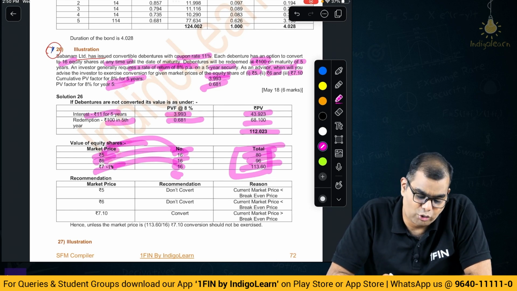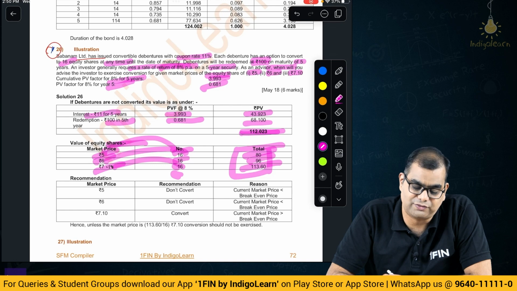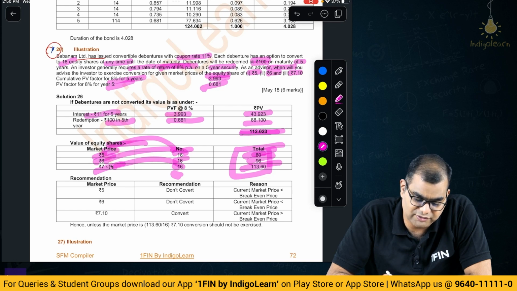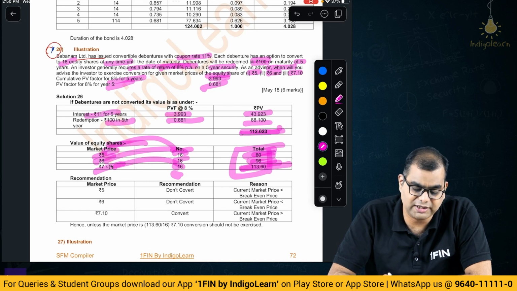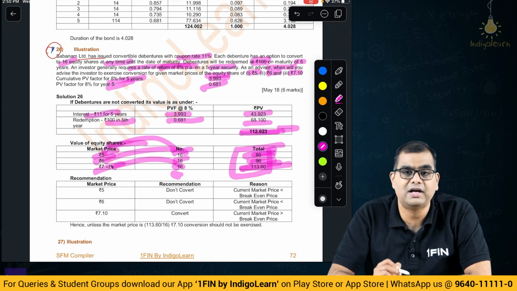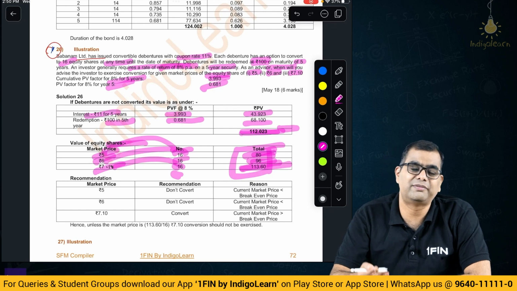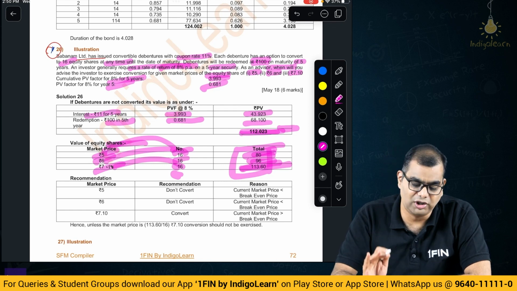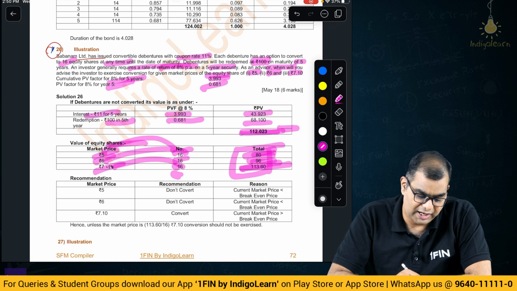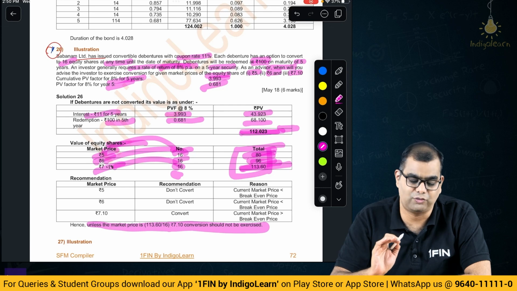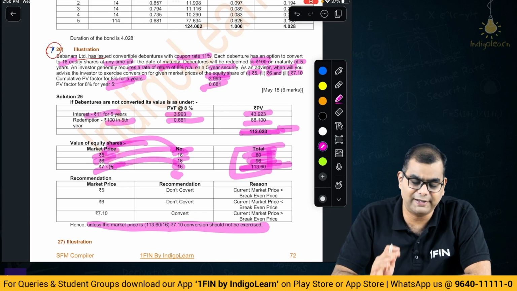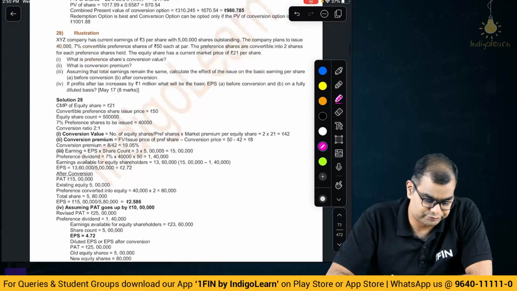Now, if you hold the bond, it is 112 rupees worth. If you convert, in the first case the equity shares are worth only 80, or 90 in the second case. Only if equity shares are worth more than this 112, which is in case 3 where the equity share price goes up to 7.1, will it make sense for you to convert instead of holding it as a bond. So that is what we have written. Unless the market price is 7.1, conversion should not be exercised. It is a very, very simple solution to what they have actually asked. Now let us look at one more problem.